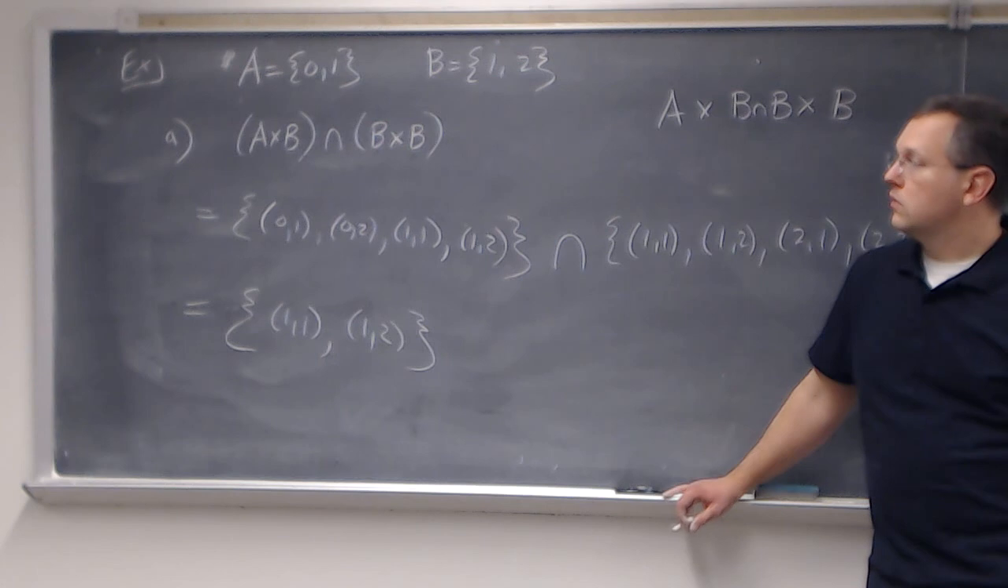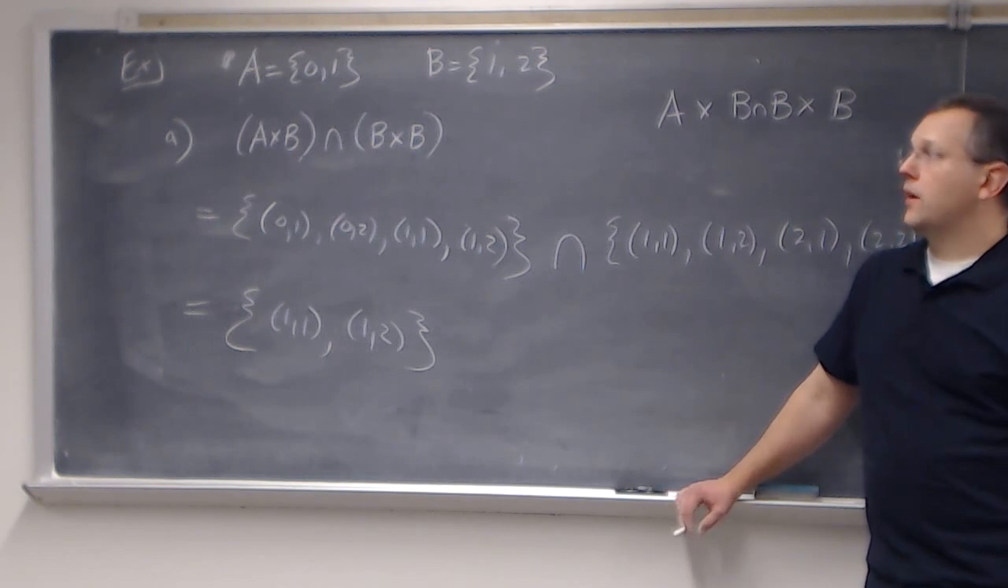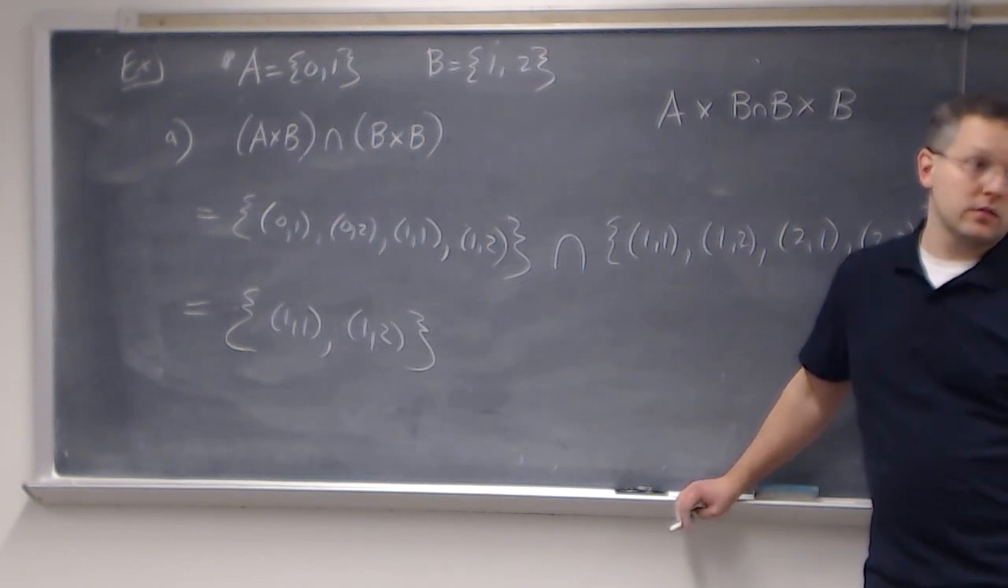Okay. If we had something like A cross B intersect, and then instead of B cross B, it was B cross C, would the answer just be B, since B is the only thing that both of them have in common? Well, no, because anytime you have A cross B, now you have ordered pairs. Okay, but B doesn't have any ordered pairs in it.